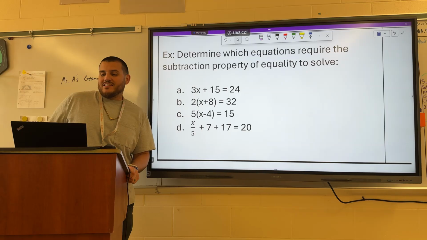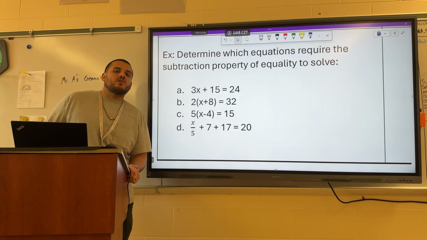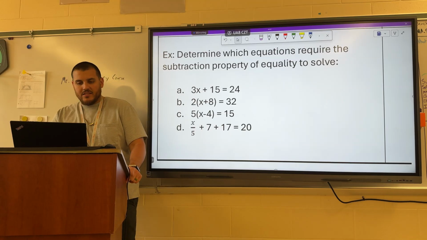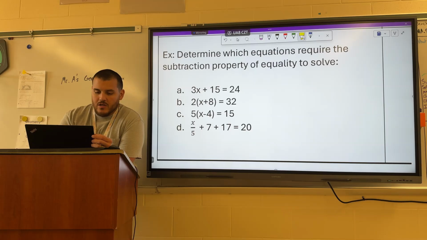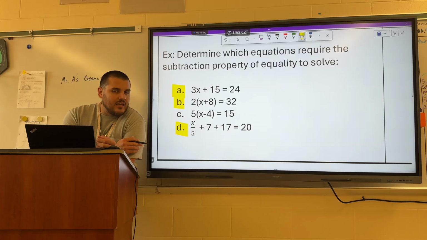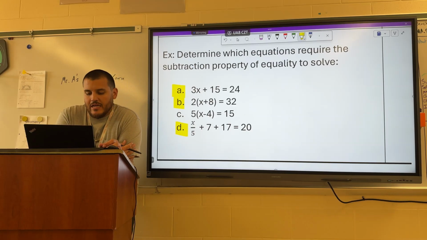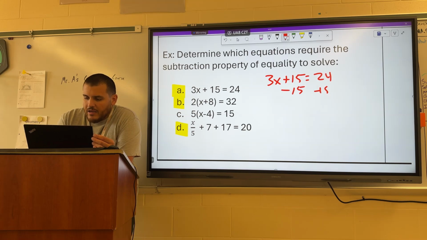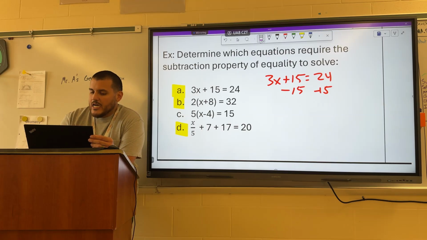Our next example asks us to identify which equation would require the subtraction property of equality to solve, and we have several correct answers here in this example, right? A, B, and D would all require us to subtract in order to solve. So we look at A, that's pretty straightforward. To get that 3x alone on the left side of the equal sign, we would have to subtract both sides by 15, subtraction property of equality.